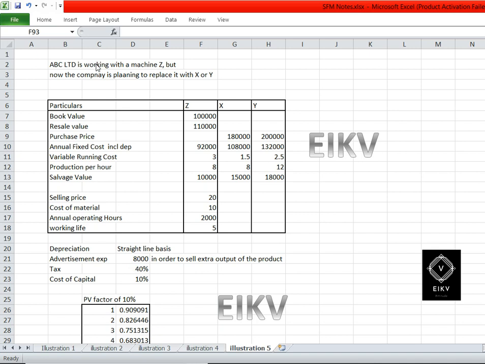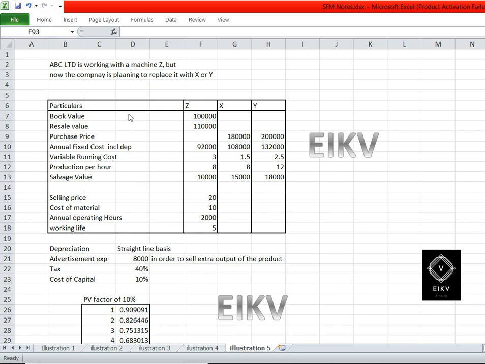So guys, in this illustration we have a company named ABC, which is working with a machine called Machine Z. But the company is planning to replace machinery Z with X or Y. Some of the details of machinery X, Y, Z are given in the table, so let's check out those details.